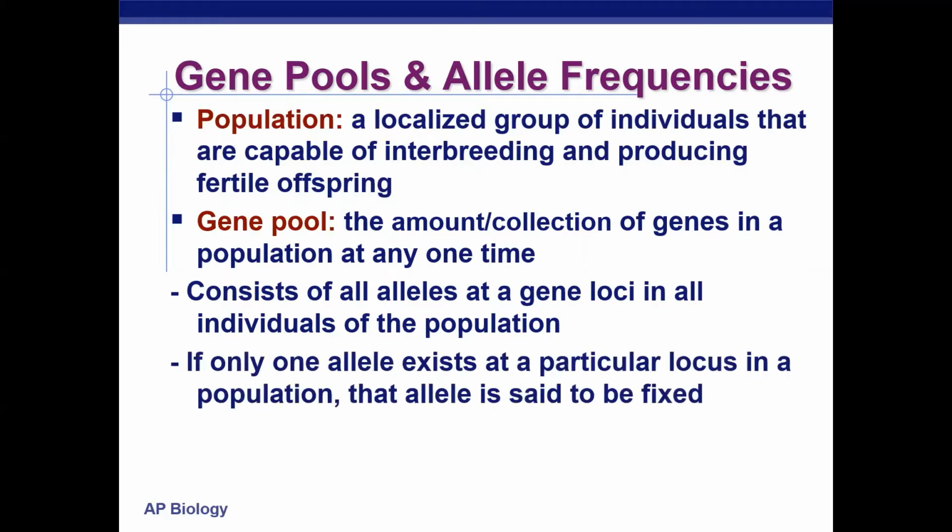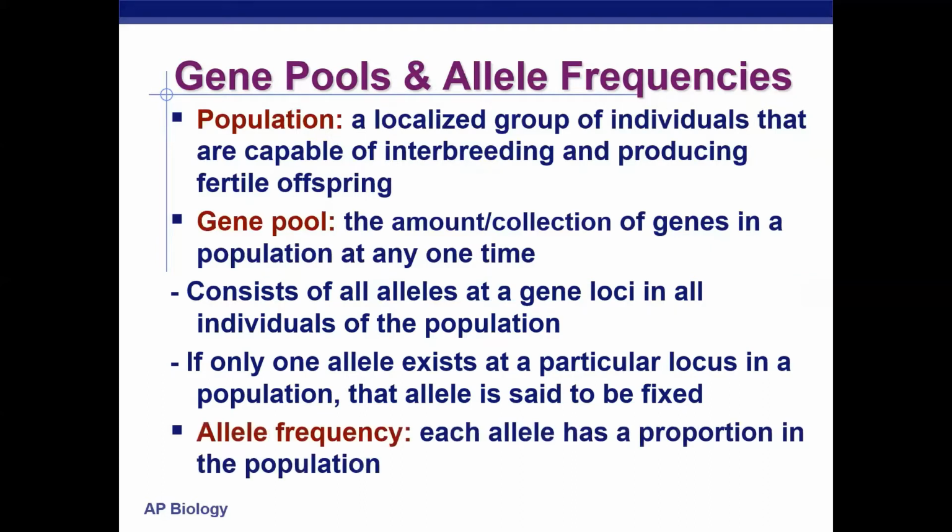And if only one allele exists at a particular locus, then we would say in that population, that allele is said to be fixed. For example, let's say we're looking at the entire population of AP biology students, and let's say all of them have brown eyes, then we would say that that allele is fixed. Brown eyes allele is fixed for that population. And then the last term here, allele frequency. It's just each allele, what proportion is it in that population? What's the frequency of that allele?